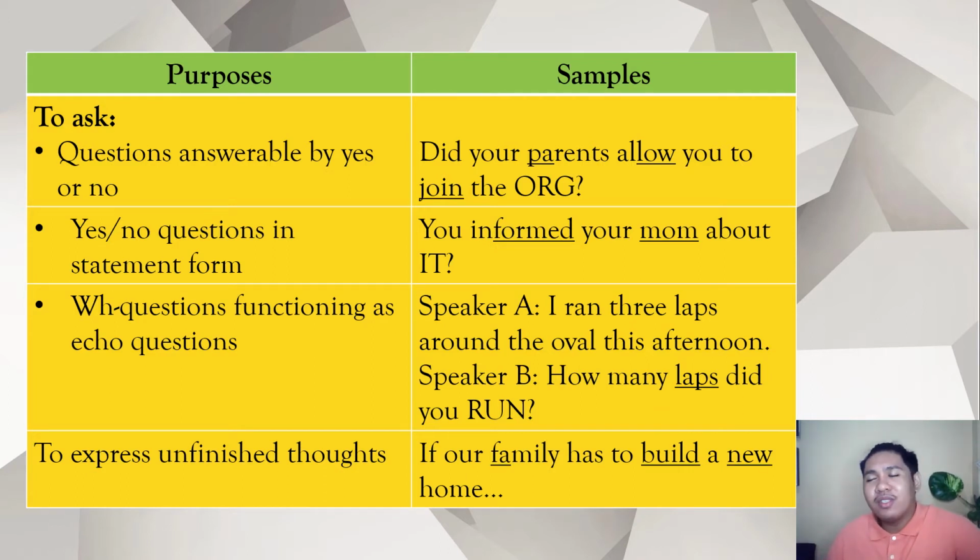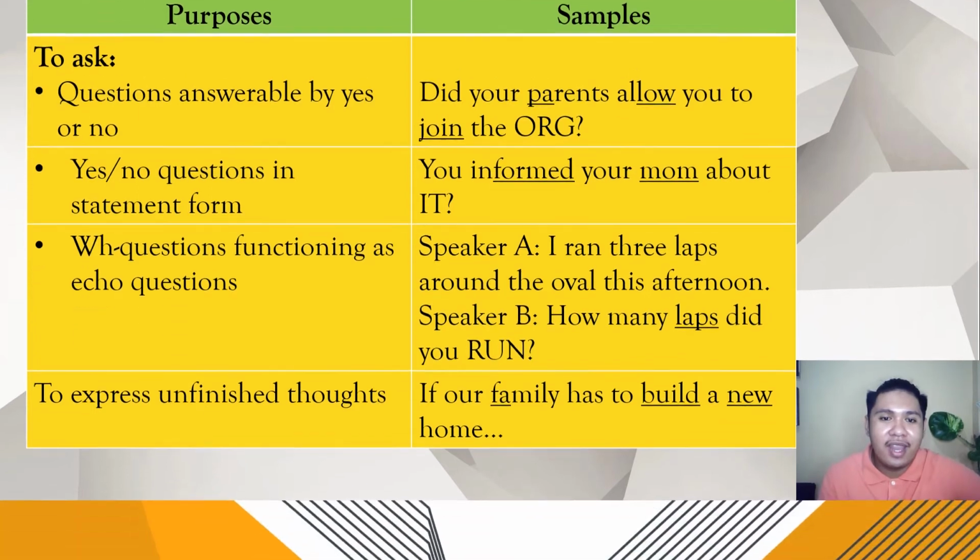Another is you use the rising intonation when asking WH questions functioning as echo questions. For instance, in this verbatim, Speaker A: I ran 3 laps around the oval this afternoon. Speaker B: How many laps did you run? You see, it rises towards the end. And of course, to express unfinished thoughts. If our family has to build a home, okay, did you get it?